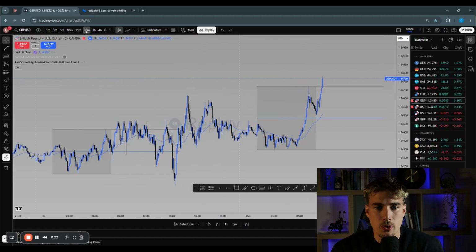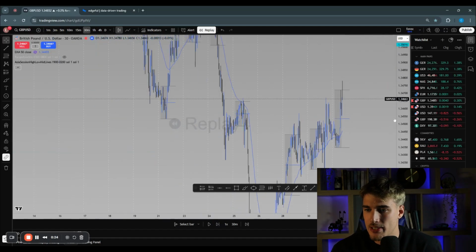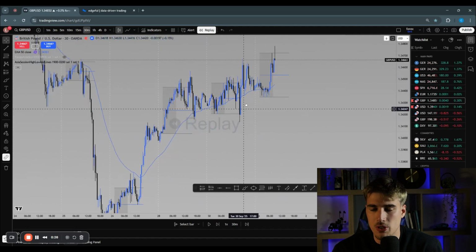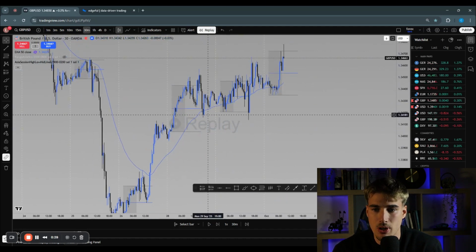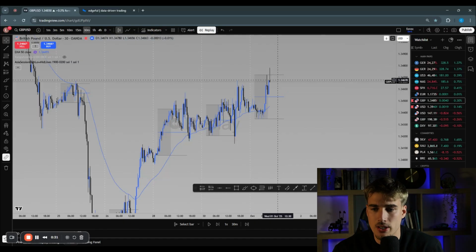So first things first, always, as I say in every video, we need to identify flows, and clearly the flows in terms of GBP USD are bullish. I mean, we can see price rising to the top side here and starting to rotate higher.